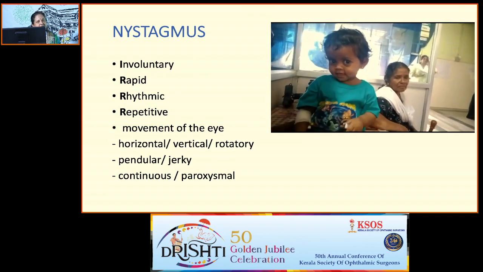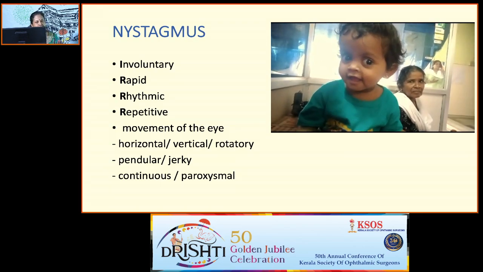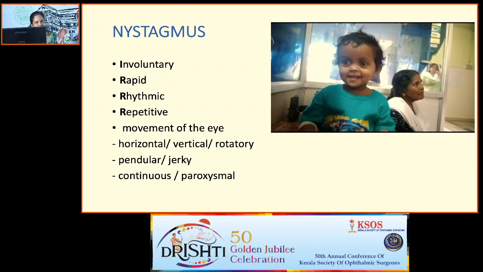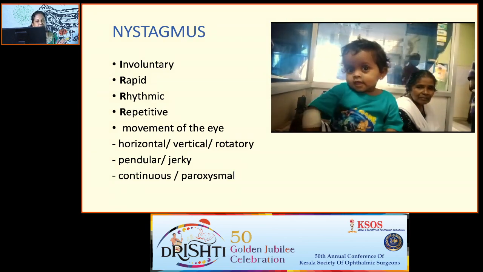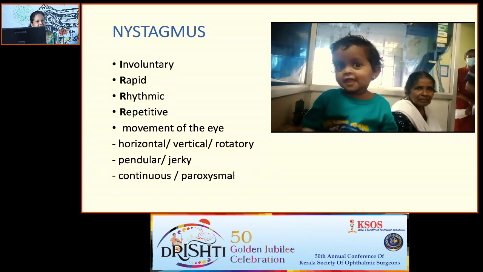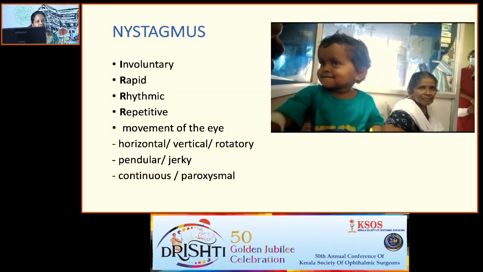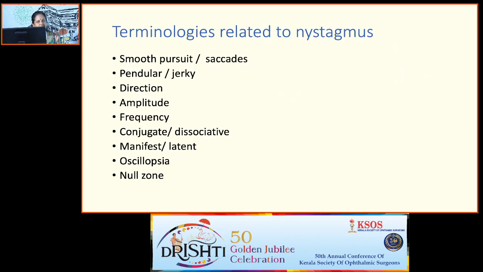Nystagmus is an involuntary, rapid, rhythmic, repetitive movement of the eye in horizontal, vertical direction, or maybe rotatory. It can be pendular or jerky, continuous or paroxysmal. For the PGs, please remember the definition: involuntary, rapid, rhythmic, repetitive movement of the eye. Now, to understand nystagmus, you need to understand these terms, and we will see one by one.